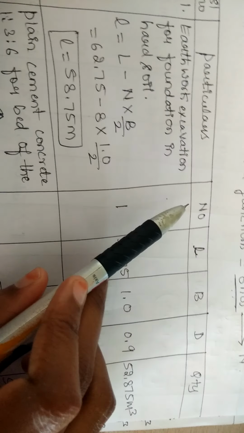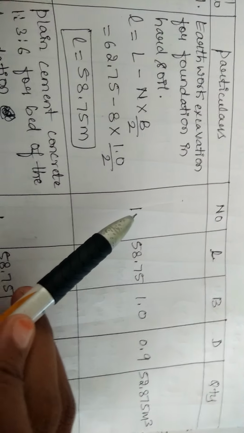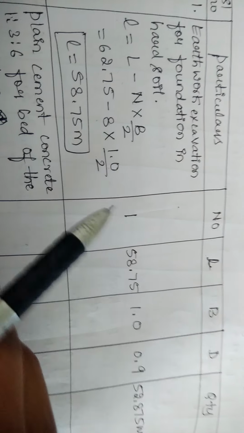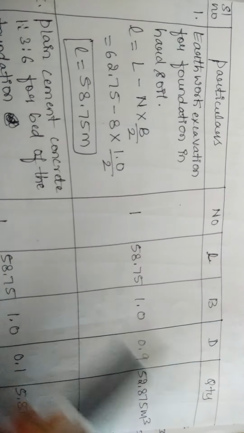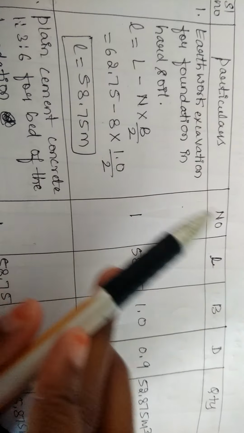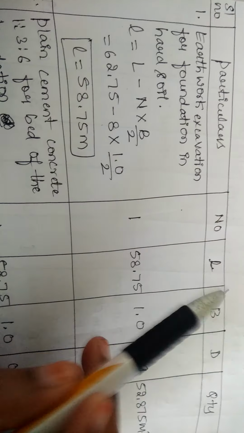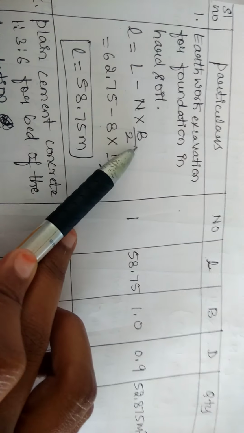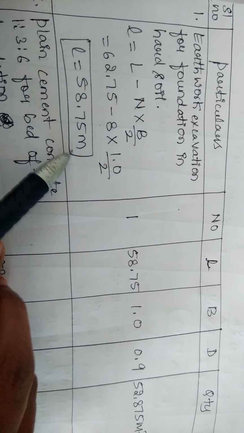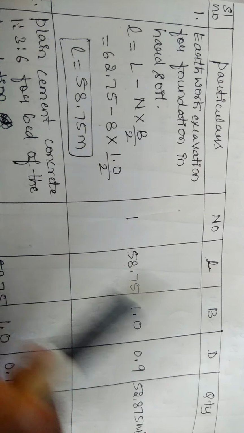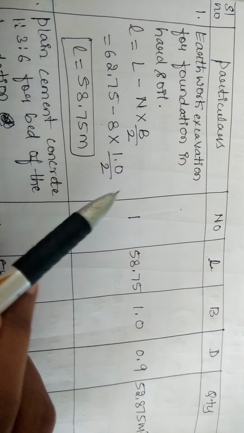So now let us start filling the table. In the place of numbers, you have to take this as 1, just because here I am considering the whole area as one part. So for that reason, I will take the number as 1, and then the length of this item of work is 58.75. You write the new length what you have got. B represents the width here, that is 1, and D represents the depth of that particular item of work.